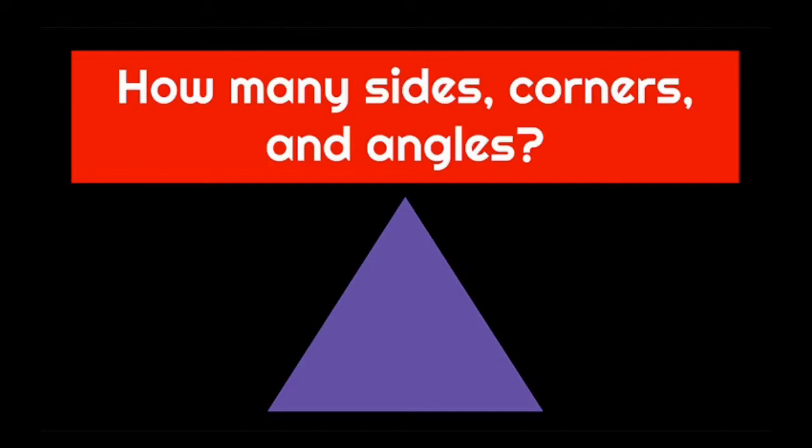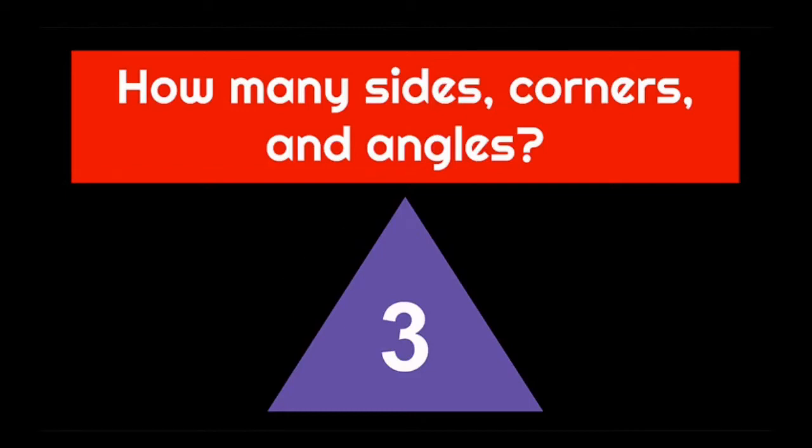Let's start with sides. 1, 2, 3. Okay, so we've got 3 sides. Let's count the corners. 1, 2, 3. Oh, okay. And the angles? 1, 2, 3. Yes, this shape has 3 sides, 3 corners, and 3 angles.